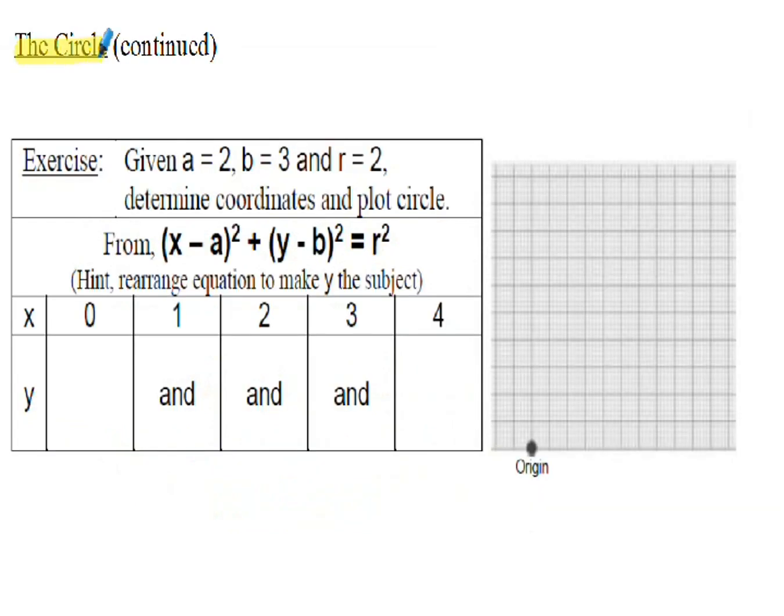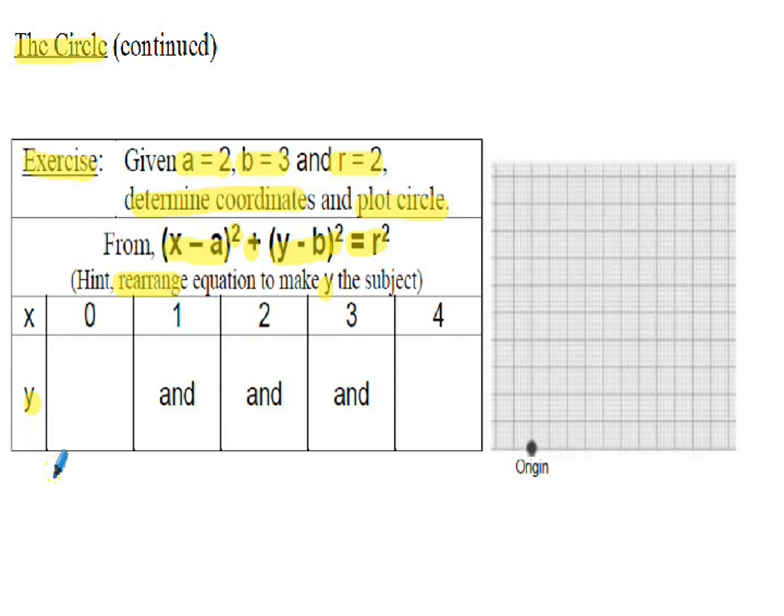The circle continues. We're given an exercise here. We're told that a is equal to 2, b is equal to 3, and r is equal to 2. We're asked to determine the coordinates and then plot the circle. So from the general equation (x minus a) all squared plus (y minus b) all squared is equal to r squared, first of all we need to rearrange the equation to make y the subject, and then put in the values given above into the equation, we can find the values of y.